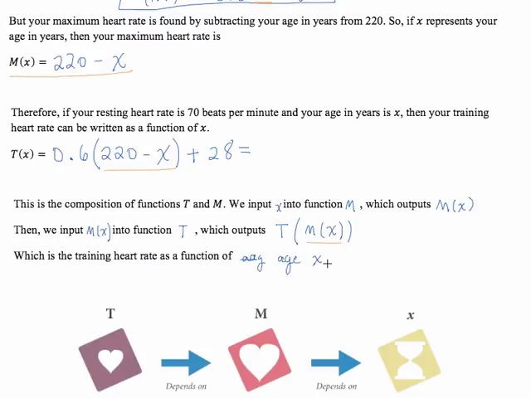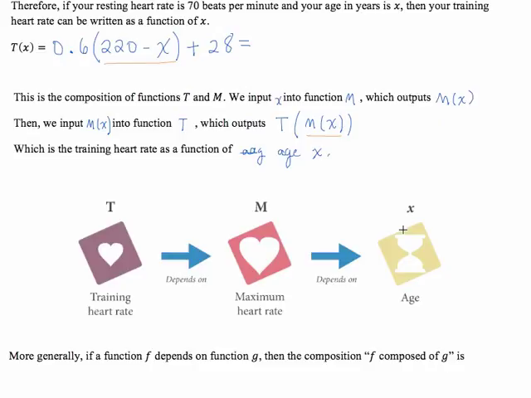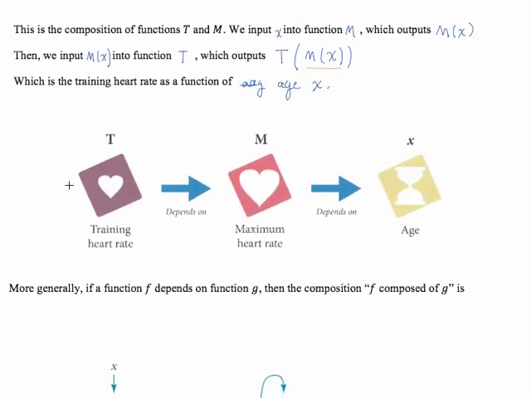Age x, okay? Here it is pictured: training heart rate depends on maximum heart rate, which depends on x. So this is called a composition of two functions, when you have one function that depends on one thing inside of another function, because it depends on this one. Okay, so let's generalize now.